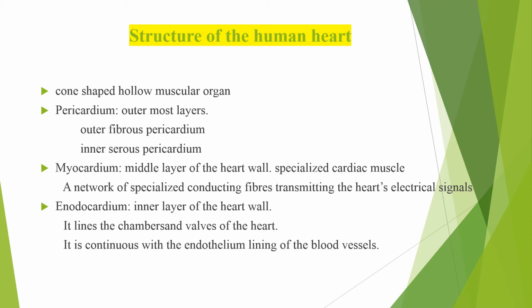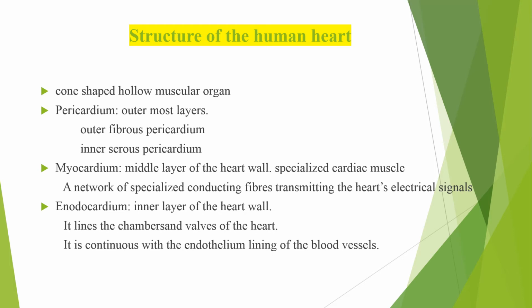The innermost layer is the endocardium. It is the inner layer of the heart wall. It lines the chambers and valves of the heart, and it is continuous with the endothelial lining of the blood vessels. So that is the basic muscle composition of the heart.